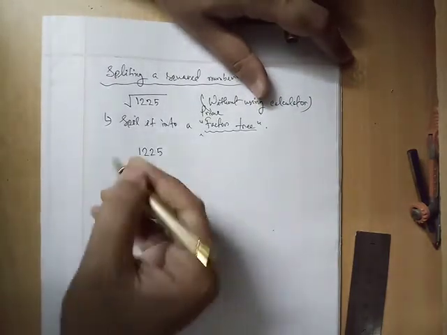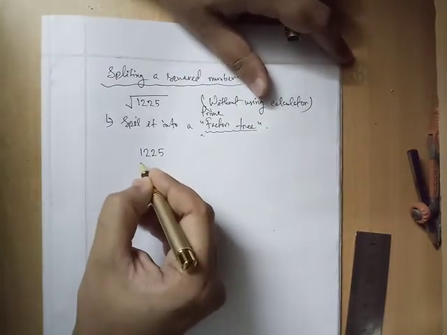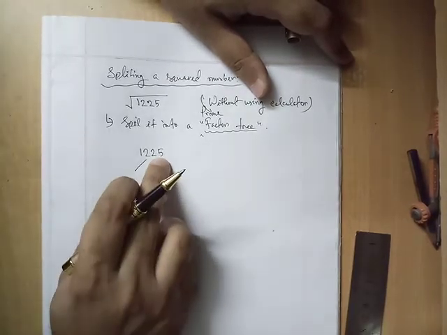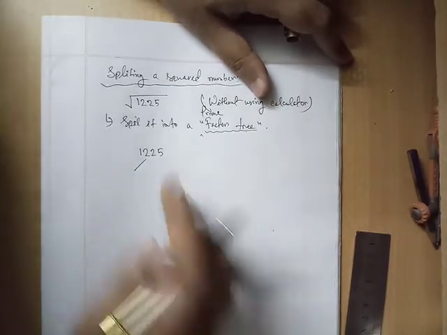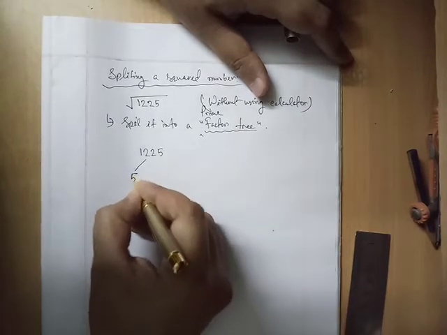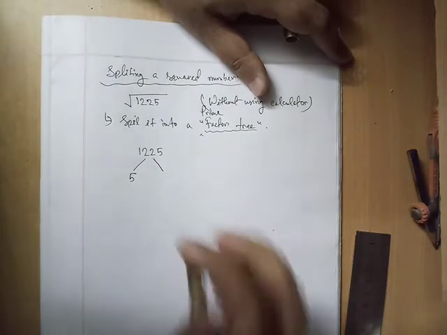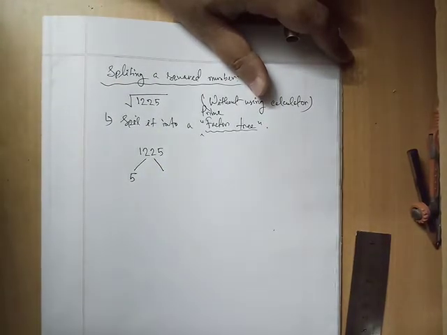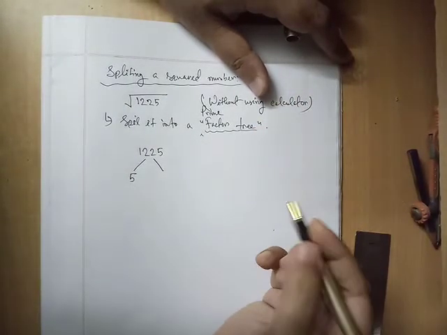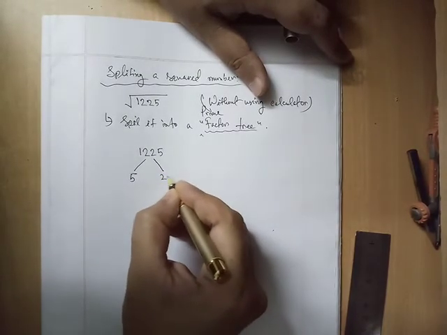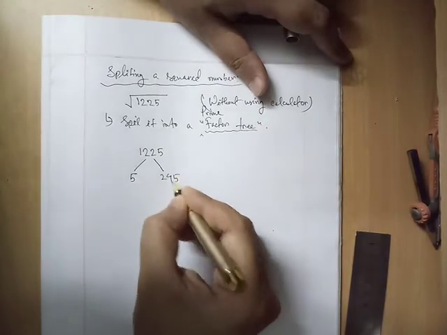So 1225. We are going to make it as a drop down tree. The last digit is 5, so definitely it is divisible by 5. If I divide it by 5, write the divisor on the left side and the quotient on the right side. You're not allowed to use your calculator, so you can divide it with rough work also. So the answer will be 245.